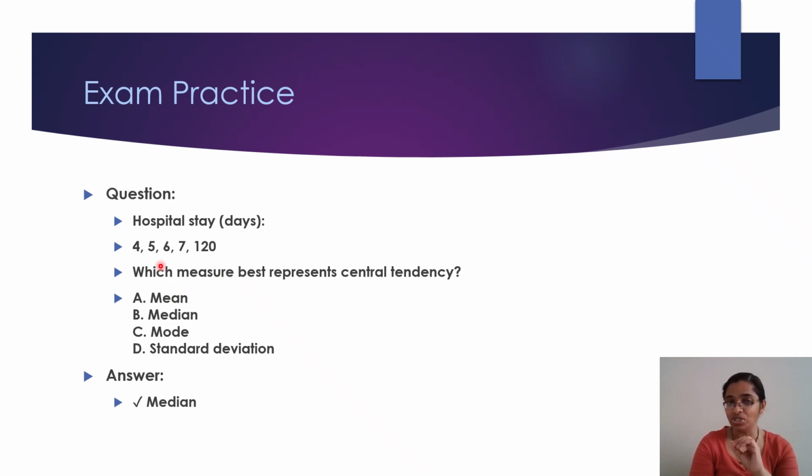So what are we looking for? We don't have a mode here as well. It is not categorical data. So we are going for a central tendency measure. Obviously it is not standard deviation. It is not a measure of central tendency. So the answer is median. Go for median when you have a central tendency measure with an outlier.